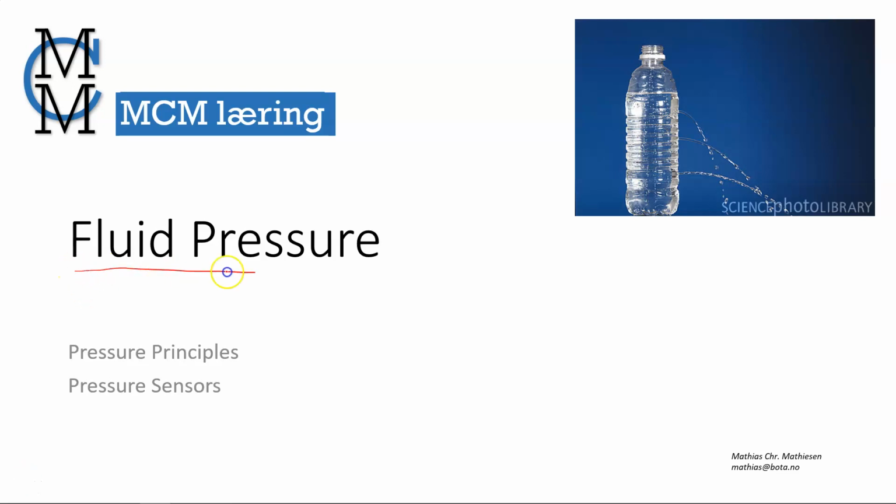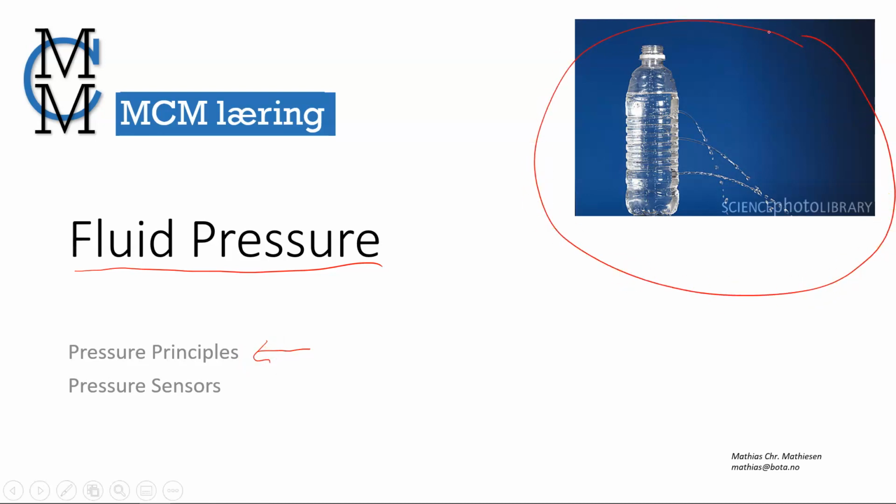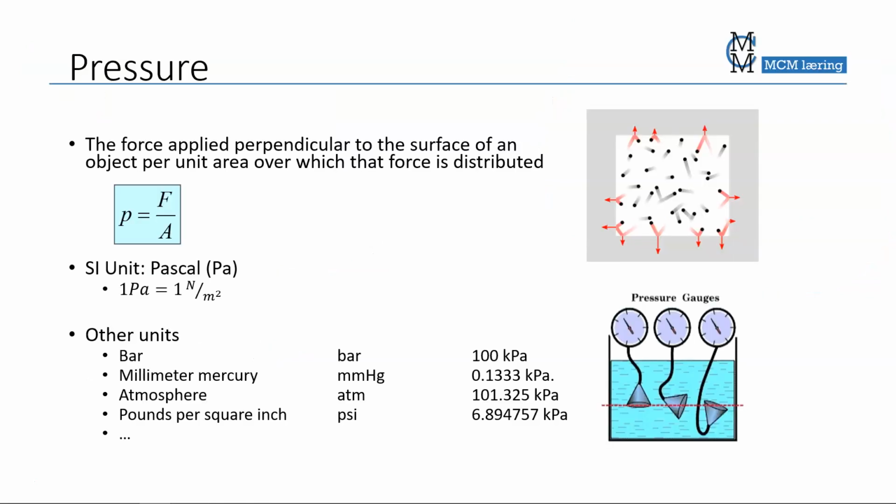Fluid pressure, and this first film on fluid pressure is about the pressure principles. As you see from this image in the corner, the fluid pressure is what drives the water out of the bottle. And clearly the pressure is higher at the bottom compared to the top of the bottle. The pressure is defined as force per unit area, and the force applied perpendicular to the surface of an object.